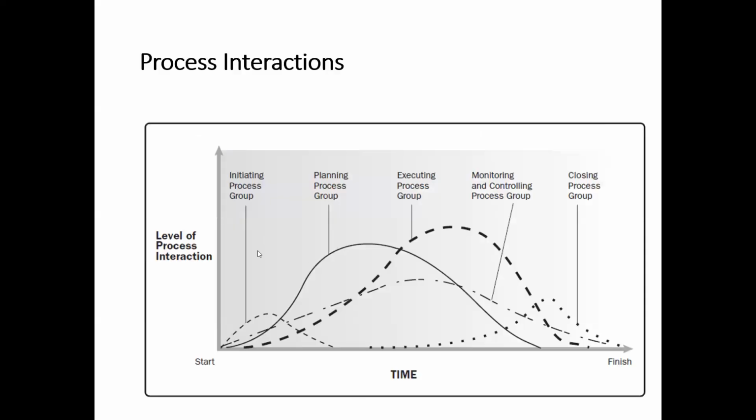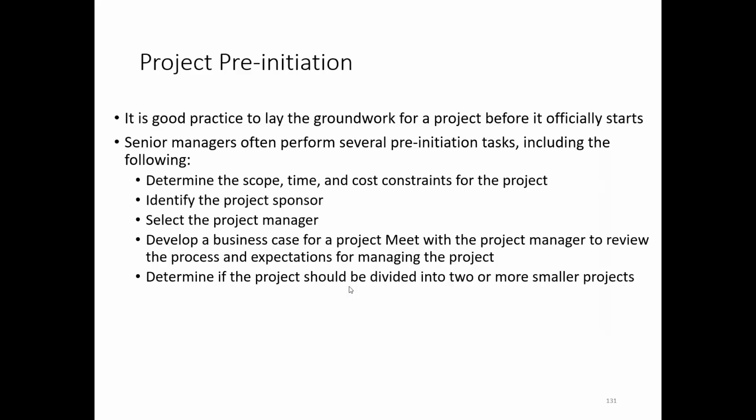Okay, these are the project interactions. You can see the level of interactions: initiation, planning, execution, monitoring, and closing. So we see here there is overlap between planning, execution, monitoring, and controlling. There is again overlap in closing, monitoring and controlling, and the execution and planning process groups. So these are the overlaps here.